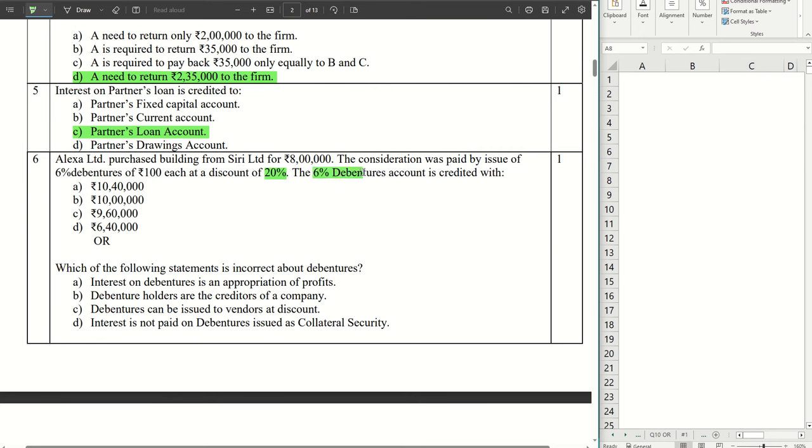6% debentures account will have the face value of the debentures. So 10,000 debentures multiplied by rupees 100, which is the face value. 10,000 into 100 is 10 lakhs. So 10 lakhs is our value of debentures, the face value. So option B is the correct answer here.